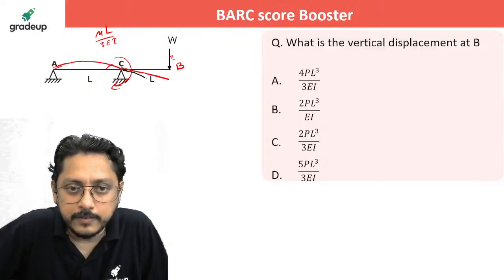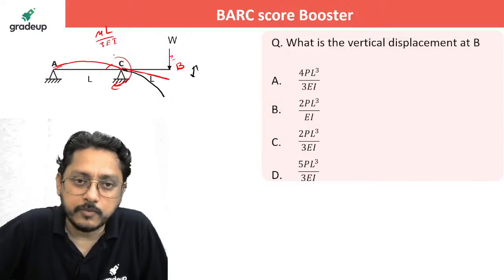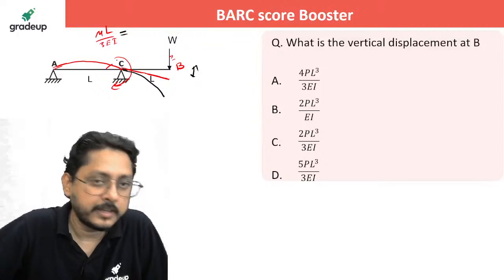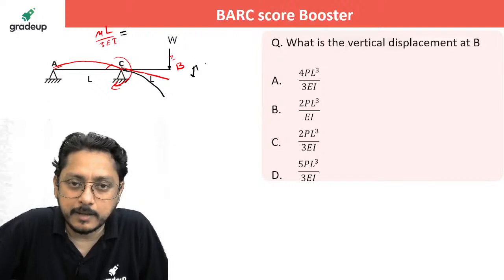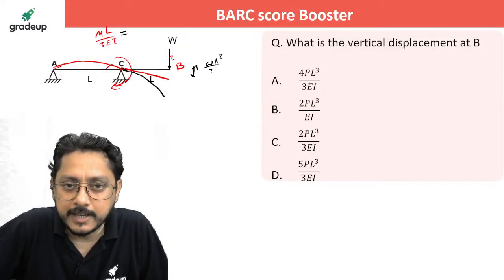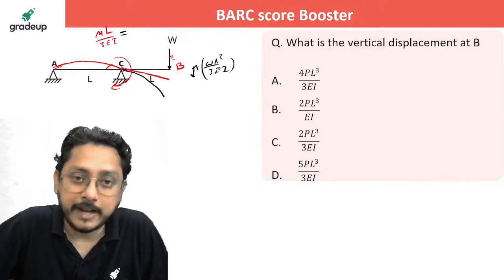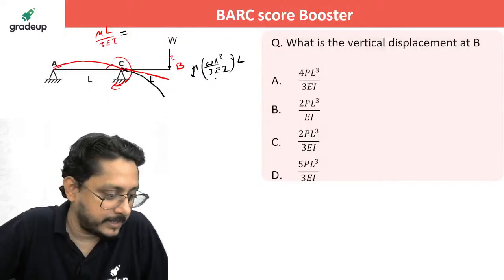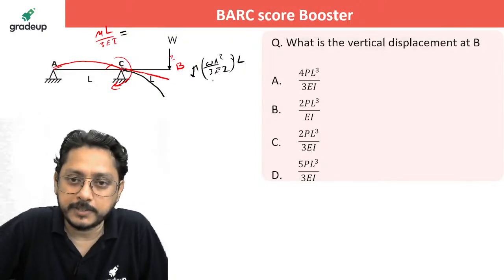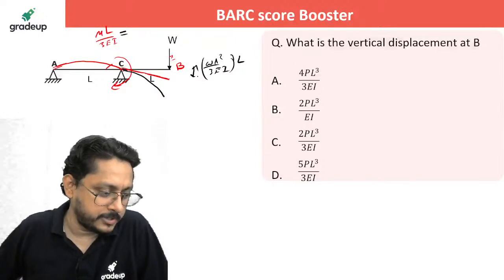So you have two types of deformation. One is due to the rotation. If rotation is there, theta is nothing but ML by 3EI, that is WL into L by 3EI, that is WL square by 3EI, which is theta. Multiply with the length, that is R theta. It will become WL cube by 3EI. How much are you getting? 5PL cube by 6EI.